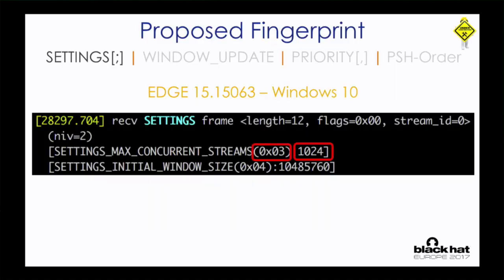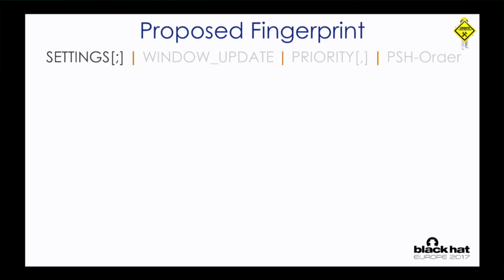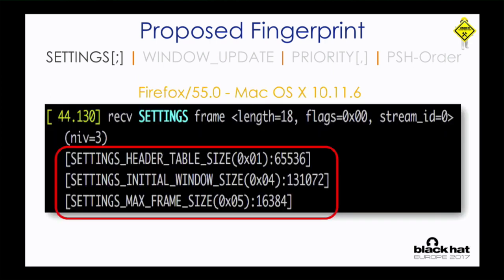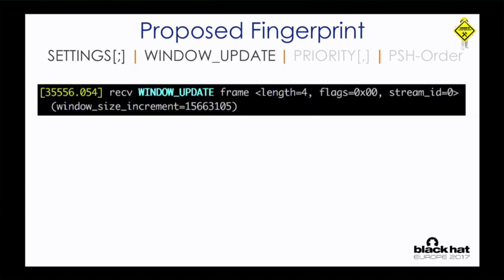So for the settings part, we take the parameter ID and the value, and we start to concatenate them. This is for Edge. The same example can be made for Firefox. We take those 3 parameters and parameter IDs, and we start to concatenate them. But that wasn't enough. That did not give us enough entropy to differentiate and distinguish between a large number of clients. So we moved on to the Windows Update.